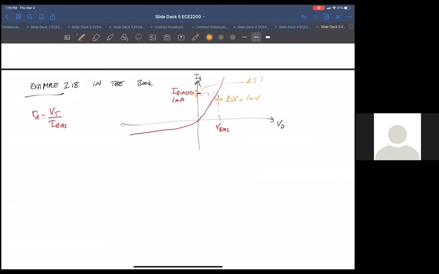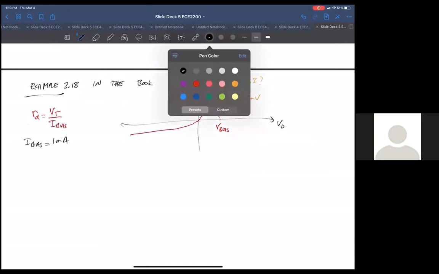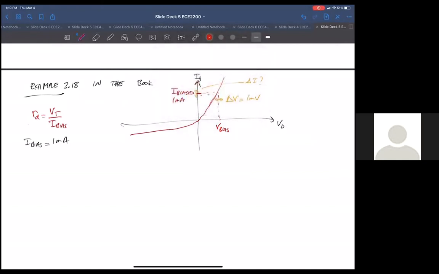Okay, so let's do that first. If I go here, I bias is 1 milliamp. Just in this area, let me put it in some other color, purple maybe. Just in the small area, I can assume that R sub D is V sub T over 1 milliamp. V sub T is 26 millivolts over 1 milliamp. So I can assume R sub D is 26 ohms.